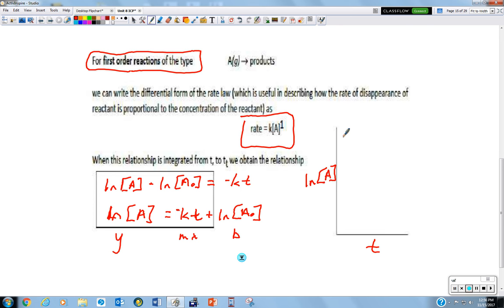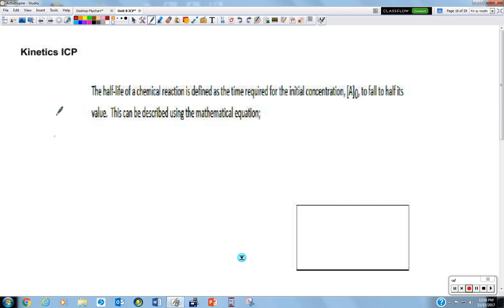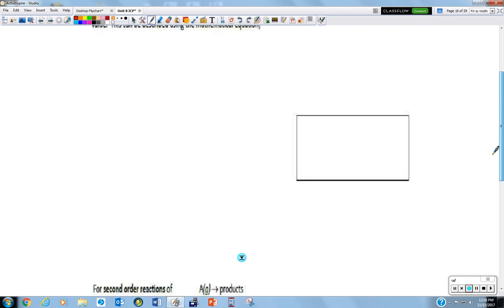All right. And again, the graph on this one is going to be a negative slope. So the absolute value of the slope is equal to k. And then skip that half-life. We'll come back to that one.